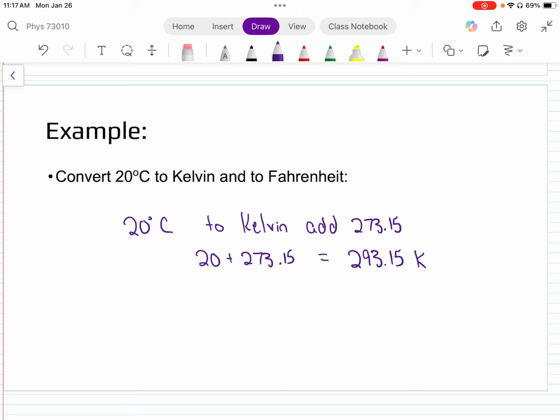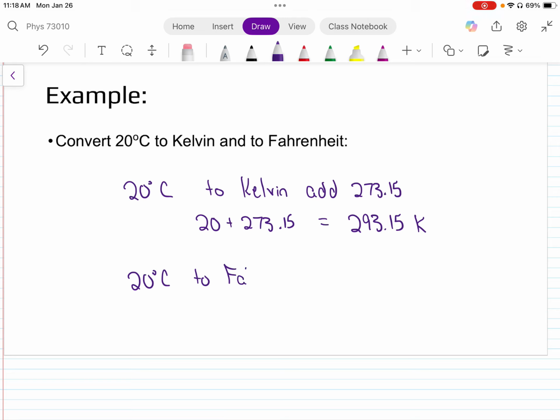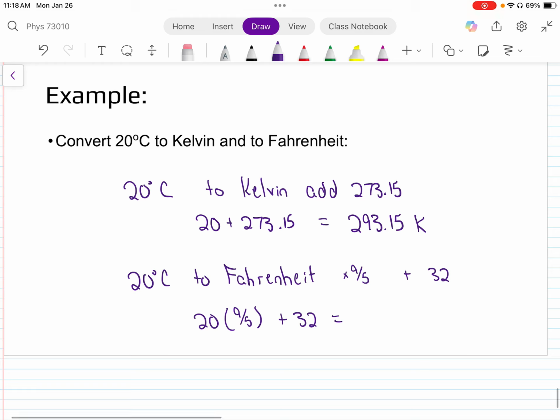If we want to put that to Fahrenheit for some reason, I can never remember how to spell Fahrenheit. We're going to multiply by 9/5, and then we're going to add 32. So 20 degrees multiplied by 9/5 plus 32 equals, if you do the math on that, 20 times 9/5 is 4 times 9 is 36. 36 plus 32 is 68 Fahrenheit.